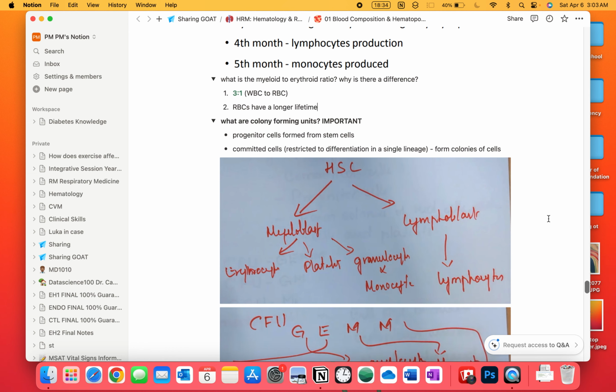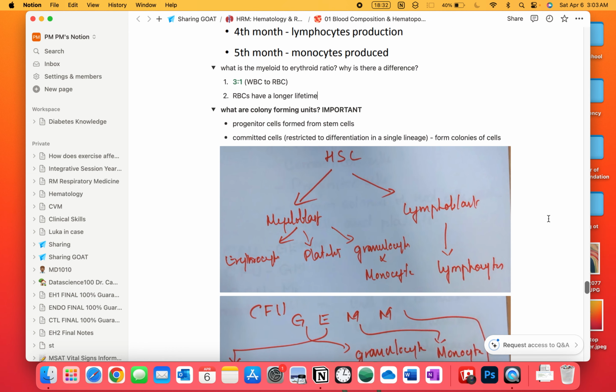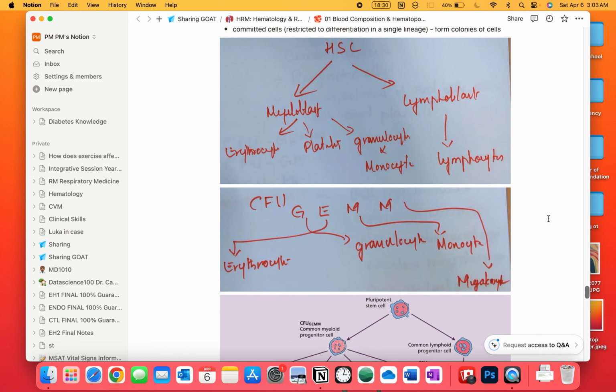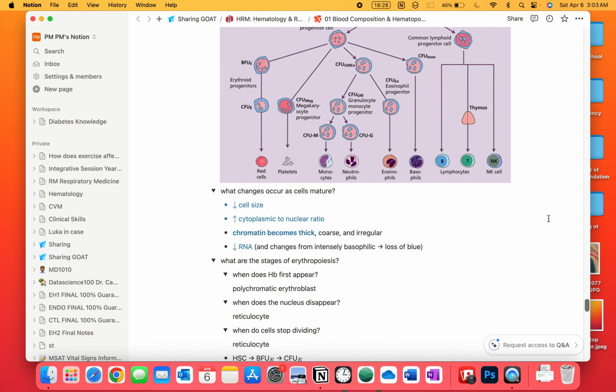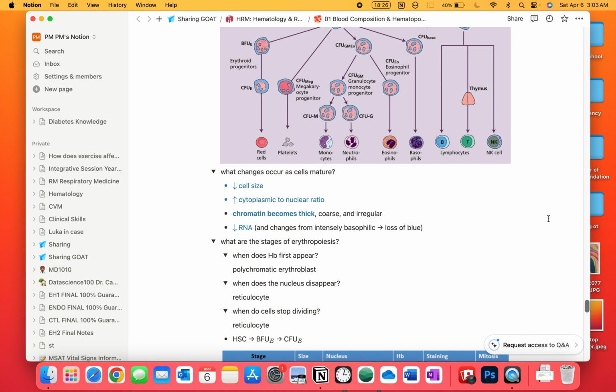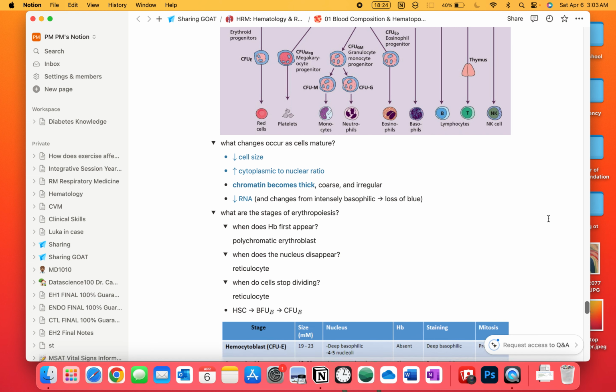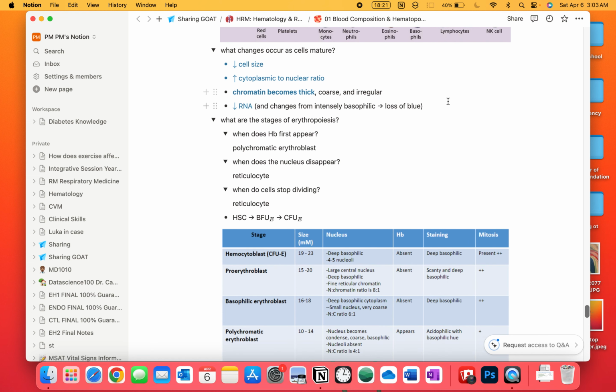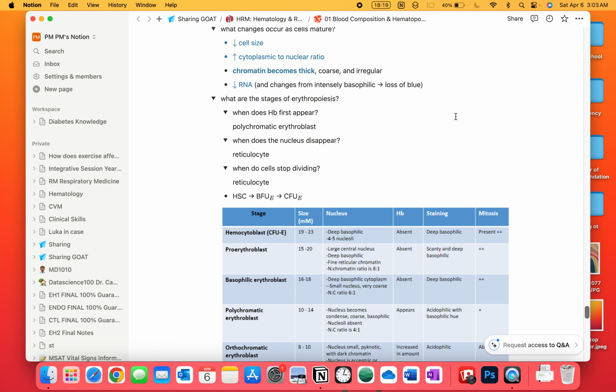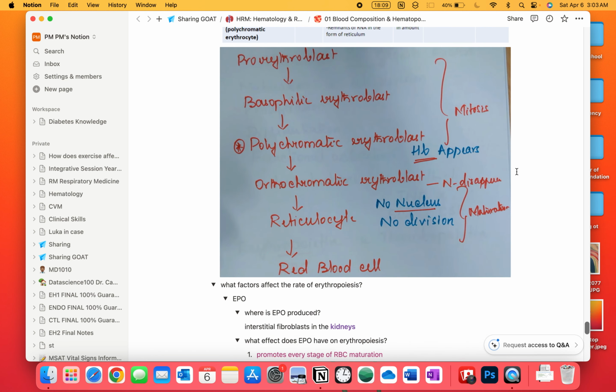What are the colony-forming units? They're just progenitor cells formed from stem cells. Committed cells form colonies of the cells. What changes occur as cells mature? Decreased cell size, increased cytoplasmic to nuclear ratio, chromatin becomes thick, decreased RNA. In terms of erythropoiesis or red blood cell function, when does the hemoglobin first appear? Polychromatic erythroblast. When does the nucleus disappear? Reticulocyte. When does the nucleus stop dividing? Reticulocyte as well.